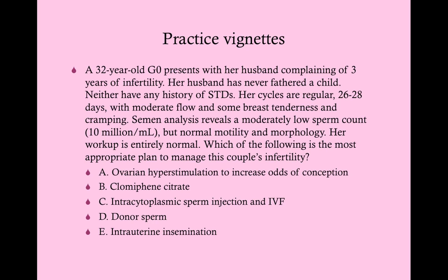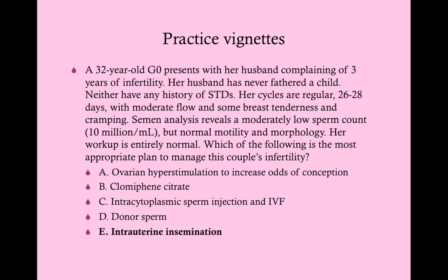Which of the following is the most appropriate plan to manage this couple's infertility? A. Ovarian hyperstimulation to increase odds of conception. B. Clomiphene citrate. C. Intracytoplasmic sperm injection and in vitro fertilization. D. Donor sperm. Or E. Intrauterine insemination. All right, the answer to this one is E.